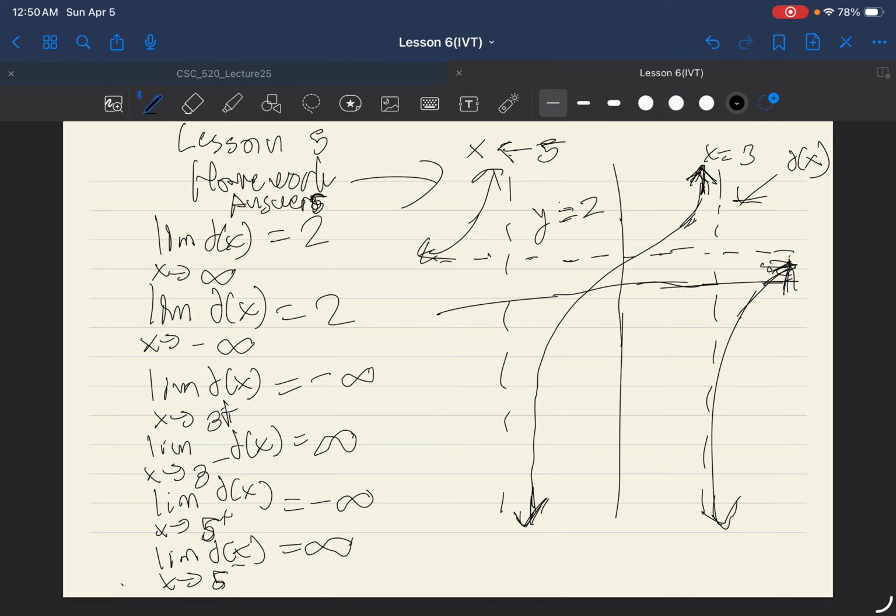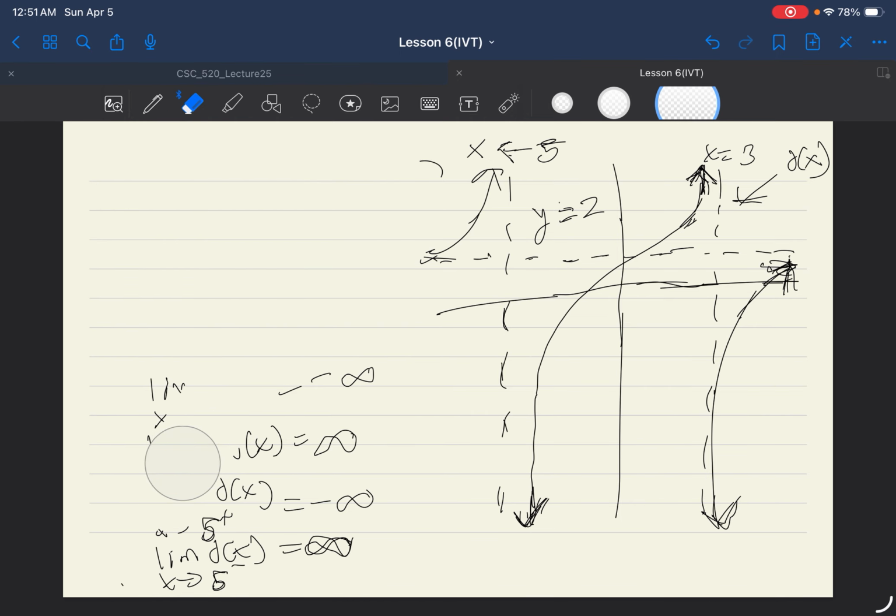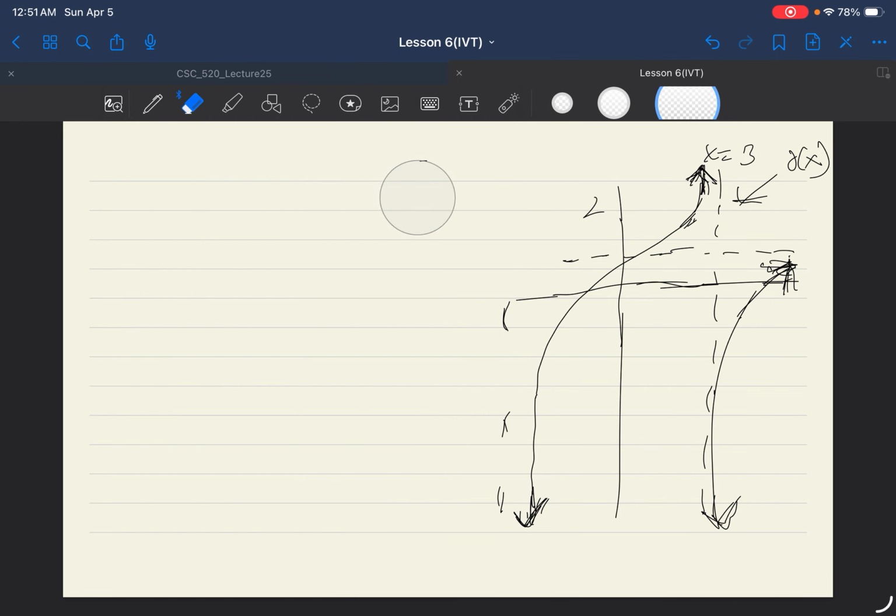It's 5. It's 5. It all looks fairly traditional, but this was pretty difficult because there were 2 vertical asymptotes instead of 1. So yeah, this was tough. I can understand if you might have struggled with this. All right, so that's pretty much it for the homework. Now we're going to move on to lesson 6.